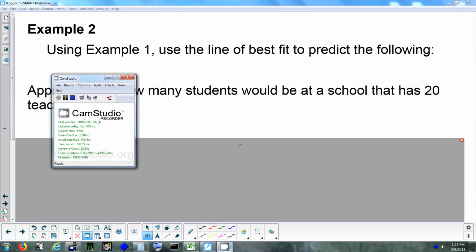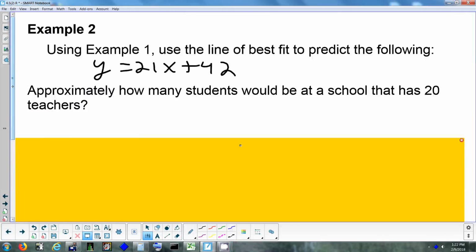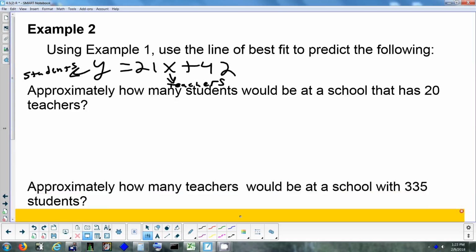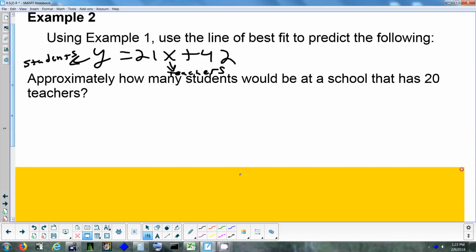Okay, so here's your formula. Guys, X is going to represent teachers. Y is students. X is teachers, Y is students. Guys, we can use the graphing calculator for this, right? Yes. Do we have to? No. If you want to do it in your head, that's fine too.